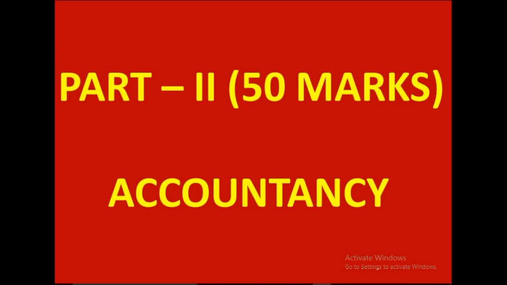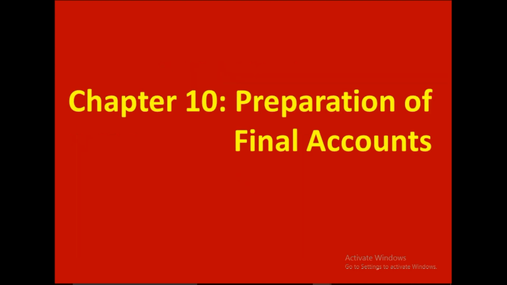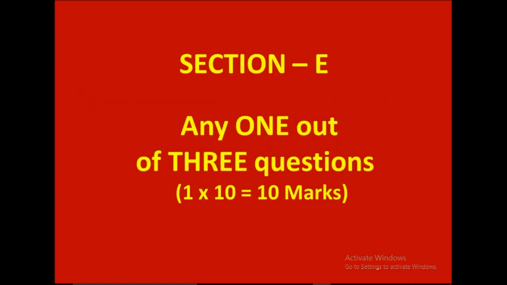Now come to part 2, accountancy. In section D, one problem will be given to you and student has to attempt that problem. Means there is no choice here. That question carries 20 marks. This question comes from 10th chapter, that is preparation of final accounts. Section E contains 3 questions. Student has to attempt any one out of these 3. That question carries 10 marks.